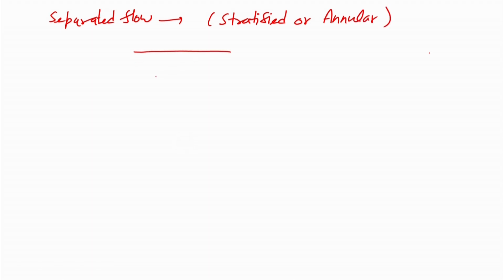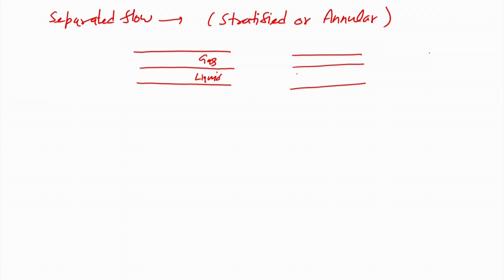Why separated flow? Because the two phases are separated. It can be either stratified or annular. What is stratified flow? Just to rewind again, it means gas and liquid are separated. Liquid will be at the bottom of the pipeline and gas will be on the top, and annular means the gas will be flowing inside, surrounded by the liquid. Both are separated because both phases are simply separated from each other, so we can also call it a separated flow.